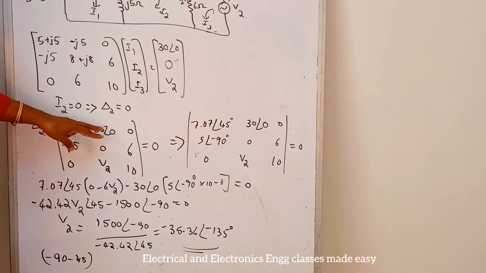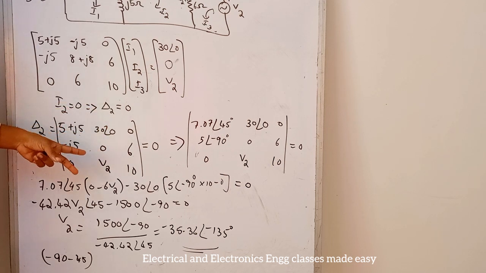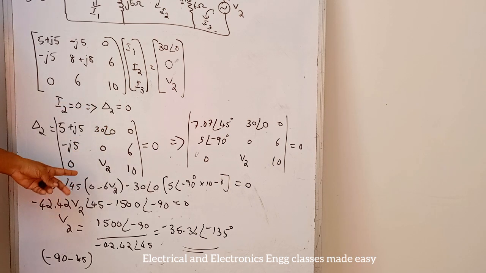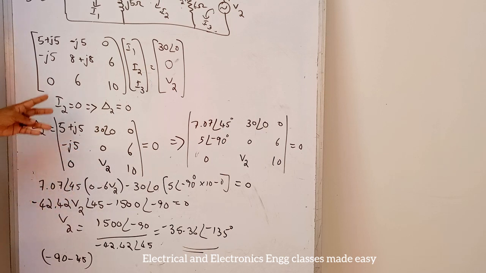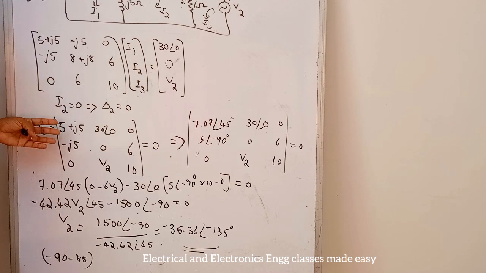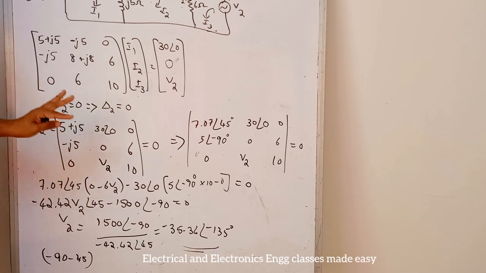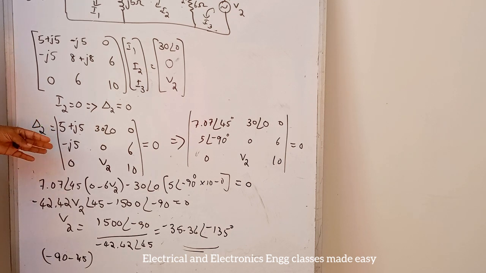And here you can convert this polar form into rectangular form, and also you can find the determinant in rectangular form. Either you can convert all the rectangular forms into polar form and find the determinant, or you can convert all the polar forms into rectangular form and then find the determinant. So in this way we are doing the mesh analysis by the inspection method.